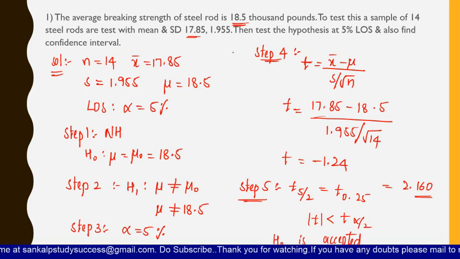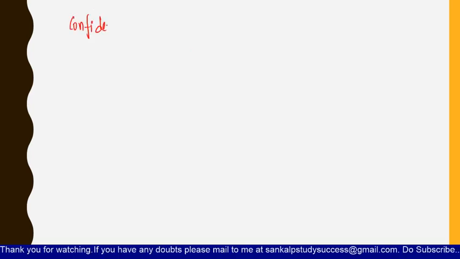The first one is the null hypothesis, the second one is the alternative hypothesis, and the third one, which is already given in the question, is the level of significance. Fourth is the test statistic, and fifth is where you have to check whether the null hypothesis is accepted or rejected. And coming to the question, here they are also asking to find out the confidence interval. So let us see what the confidence interval is.